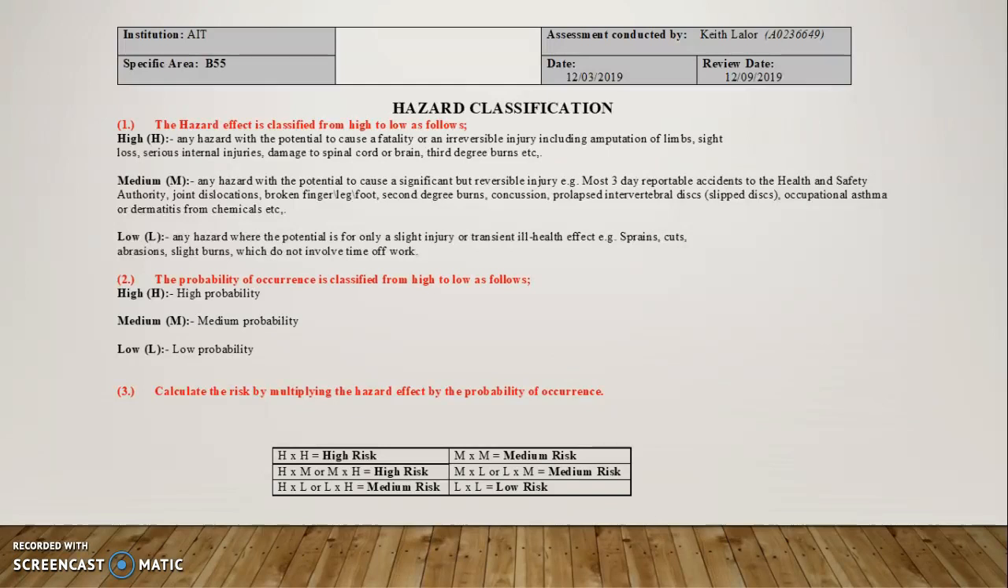Next we have the probability of occurrence, which is classed from high to low again. High means high probability, medium is medium probability, and low is low probability. Number 3 is the 3x3 risk matrix mentioned earlier, and this is how we calculate our risk.